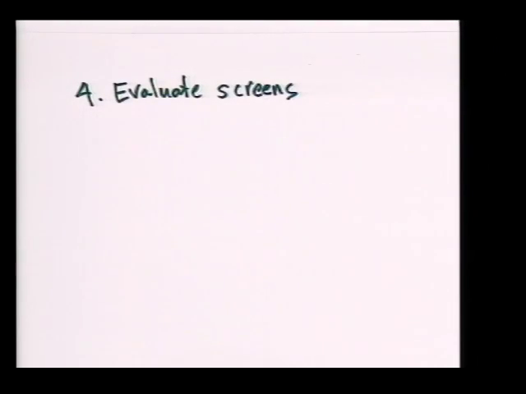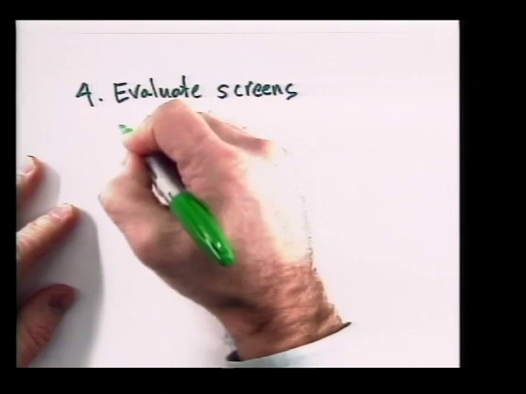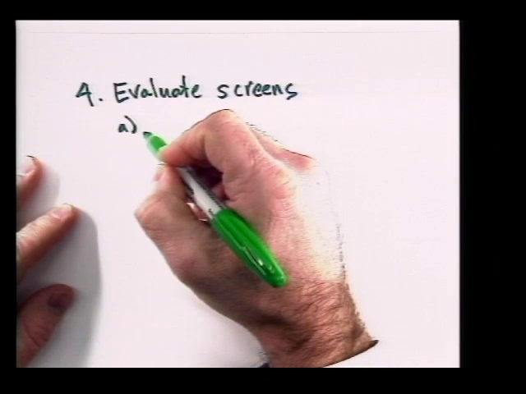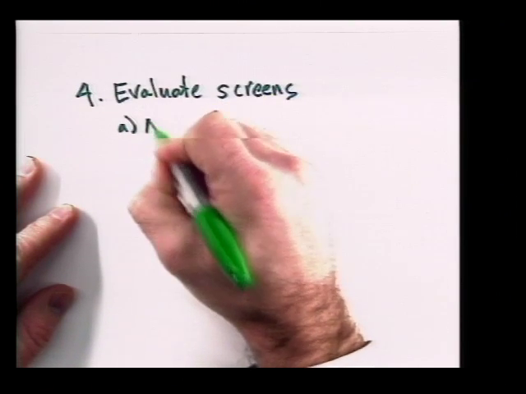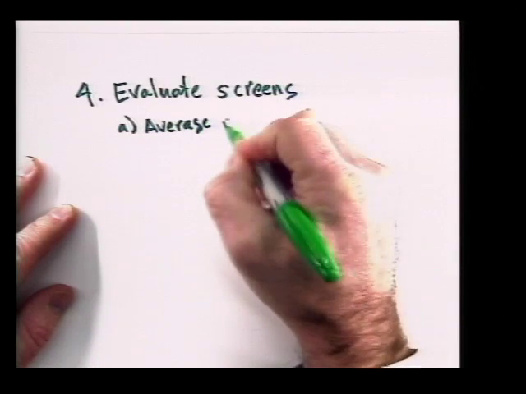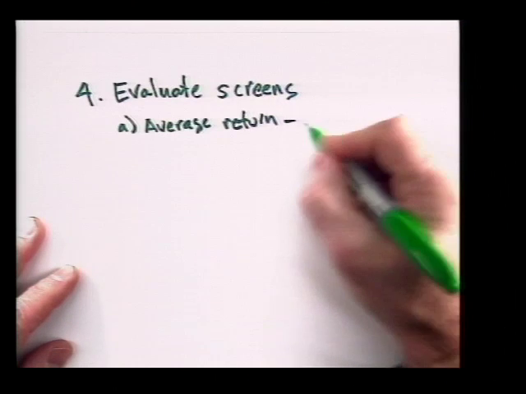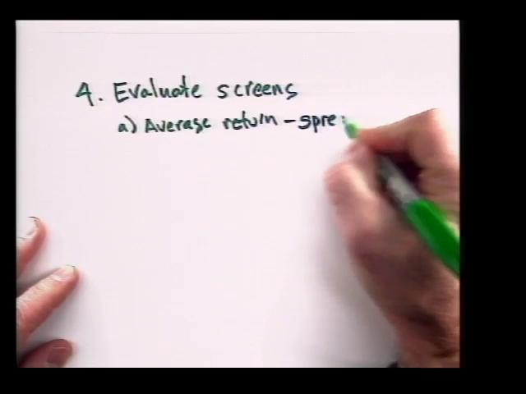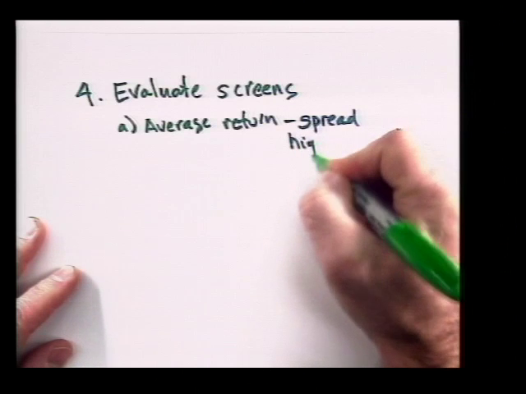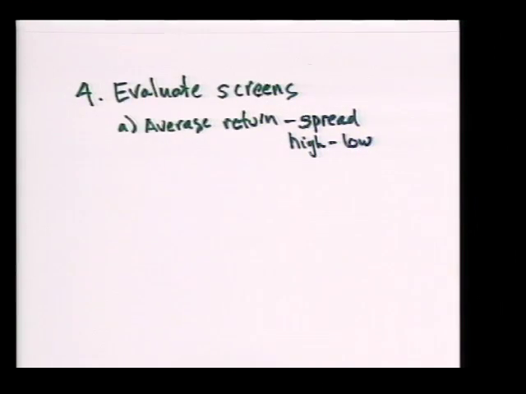Number 4, evaluate. Okay, and here we're going to look at a number of key criteria. So the first one is, it's listed A, just the return. So the average return. And last time I had like 27 different diagnostics. Let me just tell you the ones that I look at that I consider the most relevant. So the average return is obviously important. And really what we're talking here is kind of like the spread. So high minus low. That's number 1.